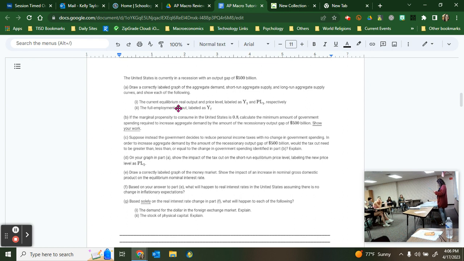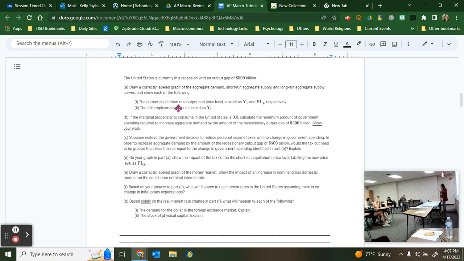On D, show the impact of the tax cut on your aggregate supply and demand graph, labeling the new price level PL2. So I'm going to change color really quickly. Tax cuts increase consumer spending because consumers have more money to spend, and so aggregate demand is going to shift all the way back to equilibrium. We're going to label this new equilibrium PL2. I'm also going to show arrows between my equilibriums.